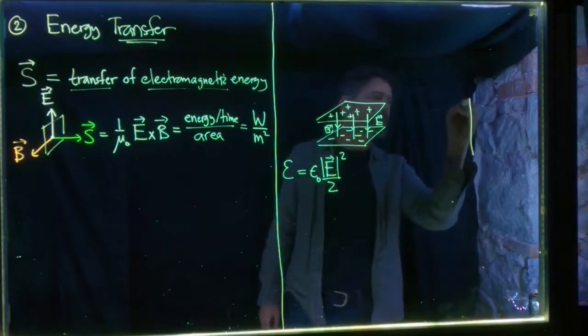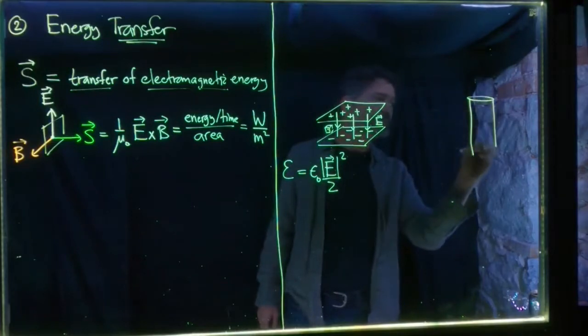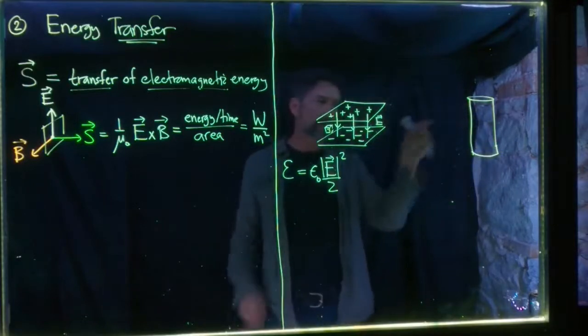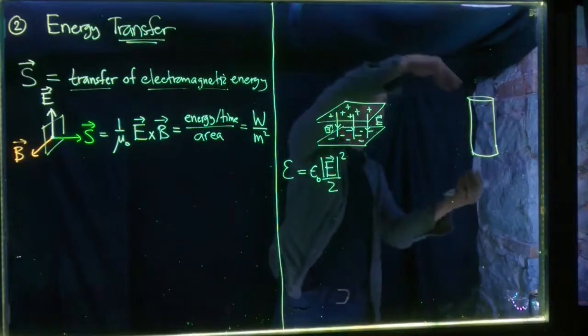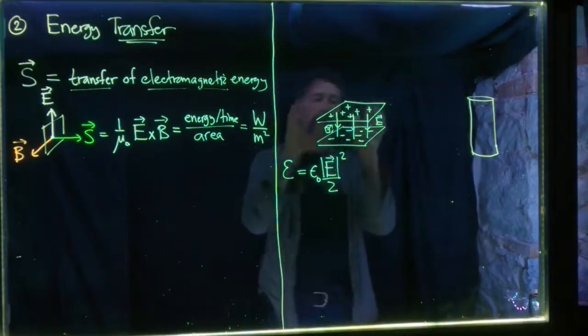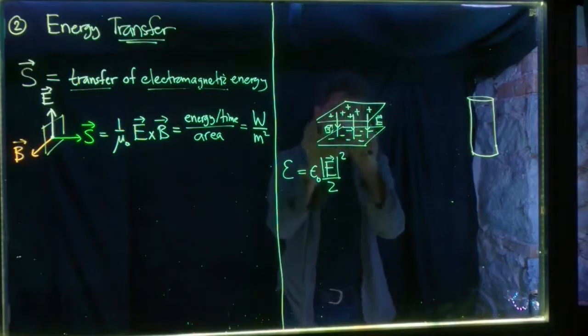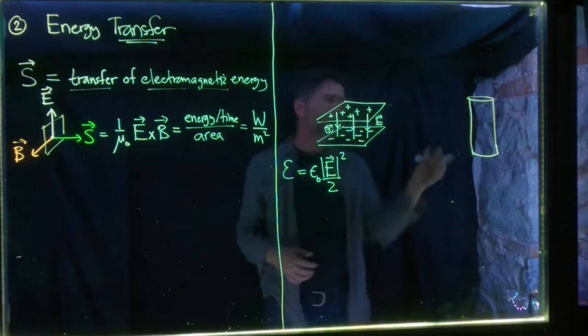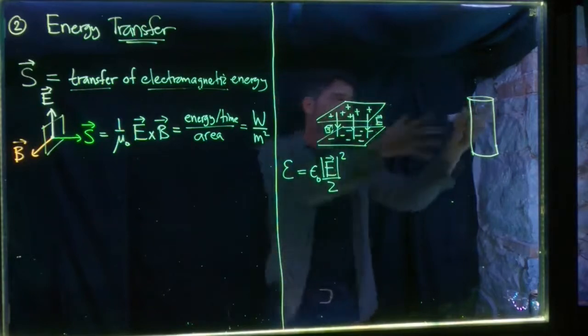So there's a cylinder here, and then we're going to connect this battery to this filament of the light bulb. Energy is going to be transferred from this region of space to this filament, and the filament's going to heat up and glow and all that kind of stuff.